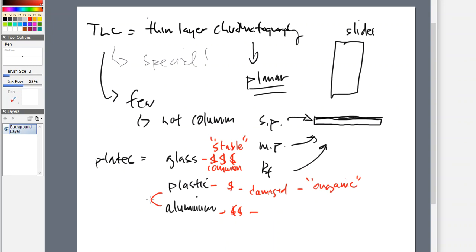But again, glass is where it's at, folks. Glass is where it's at. So that's what you're going to see most often. That's what we're going to use in our laboratory setting, even though these options are still out there.